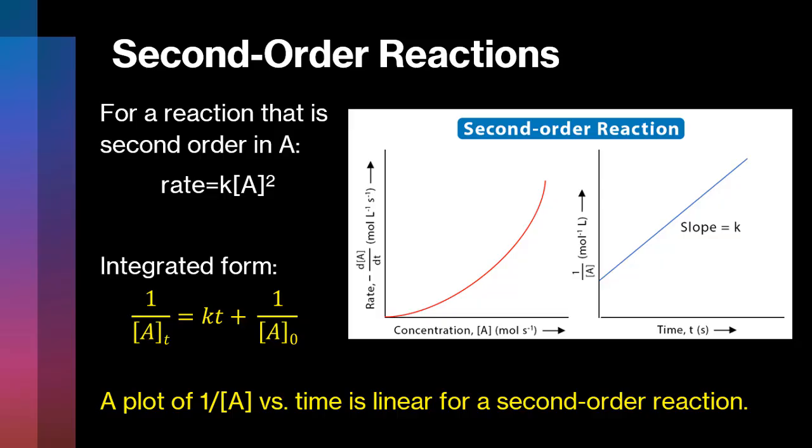Notice that this looks different. This time, the quantity that gives us a straight line is when we plot 1 over the concentration of A. So for a second order reaction, a plot of 1 over A versus time should give us a linear line if the reaction is second order. Also notice, unlike zero and first order reactions, the slope here is positive. So our slope is going to be positive k.